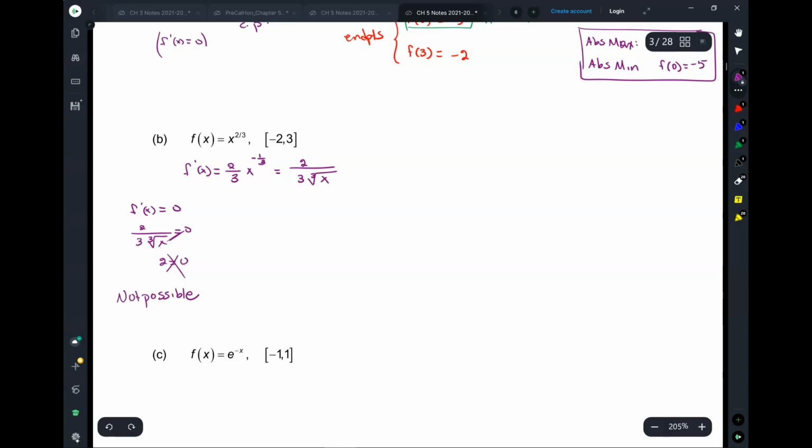A critical point is either where it equals 0 or where the derivative is undefined. So is f prime of x ever undefined? Yeah. Where is this undefined? At x equals 0, because that's where the denominator equals 0. So we're going to set the denominator equal to 0. So x is 0, that's the critical point.